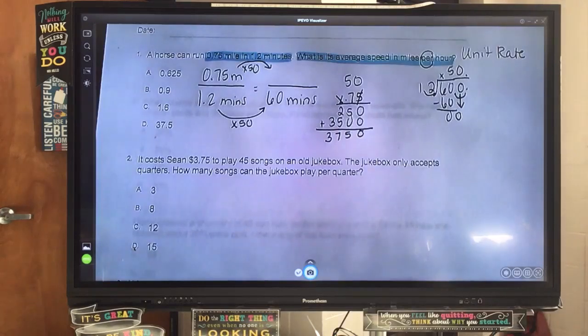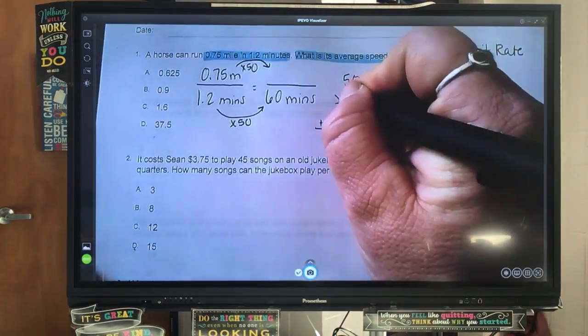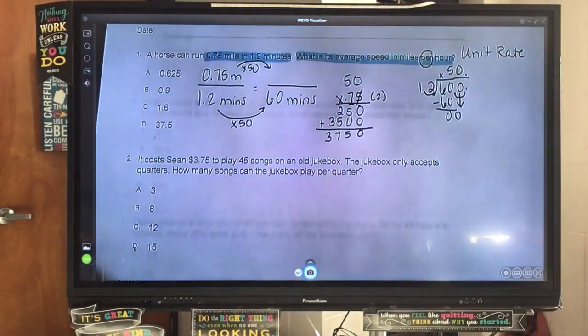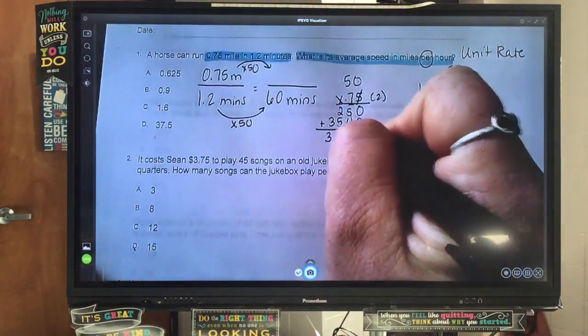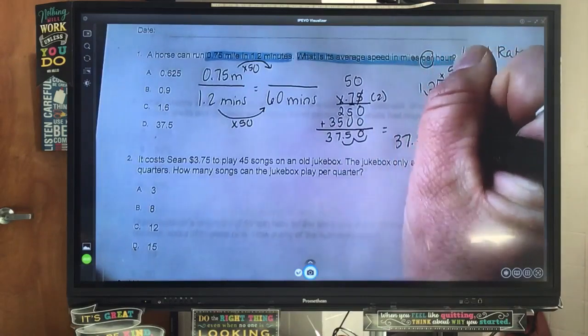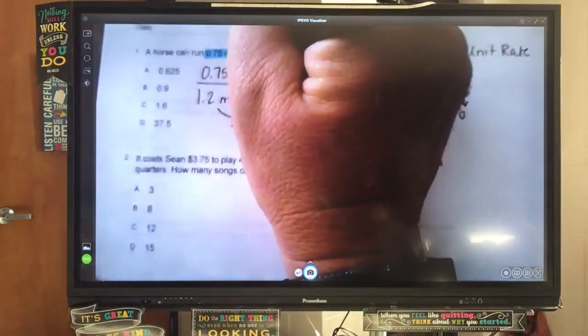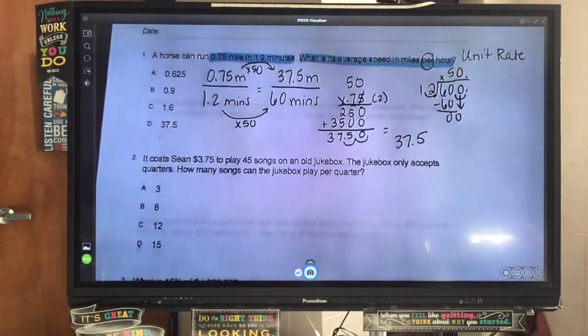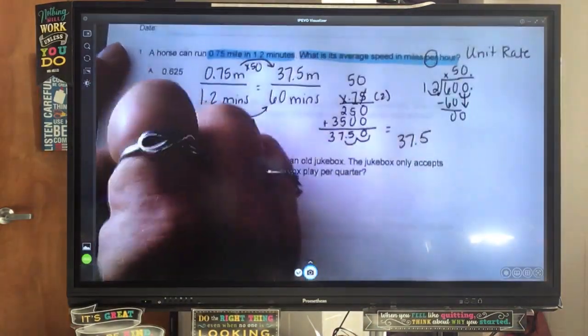Or let me rephrase that. How many decimal places do I have in my problem? I'm sorry, I said that wrong. Gemma? 2, because I have 1, 2, so I have 2, which means, Gemma, what do I have to do with my decimal? Move it 2 places to the left. Yep. So 37.5 miles in 60 minutes. Okay, that is your answer for D.